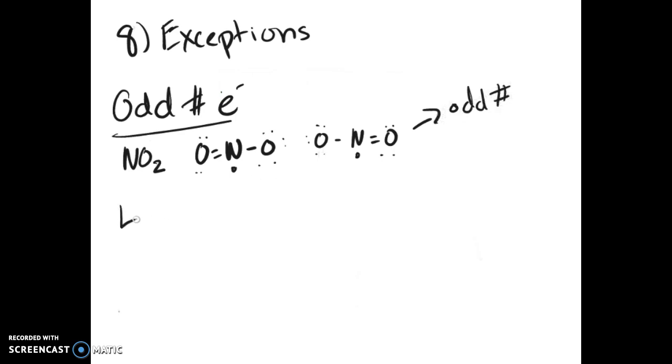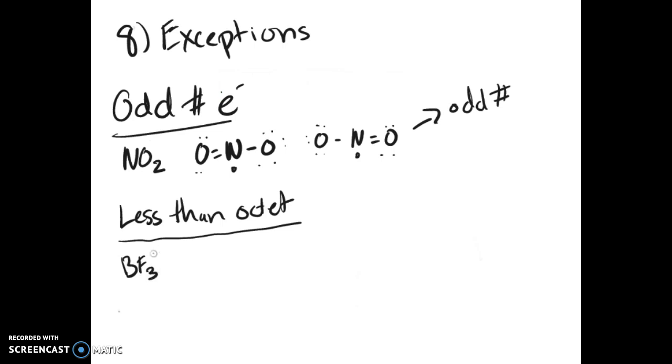Now another example is when you have less than an octet. Now this would be something like when you have boron or something towards the beginning of the table, or beryllium. Those are the only two elements it occurs with. So let's say you have boron trifluoride. In order to draw that, you have fluorine, to boron, to another fluorine with its full shell, to another fluorine with its full shell. So boron only has 3, so it doesn't get anything up here. It doesn't have technically a full shell. It just ends up like that.